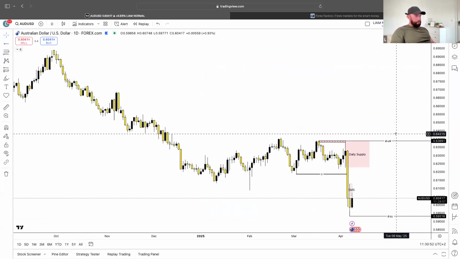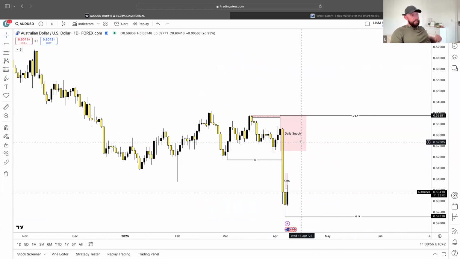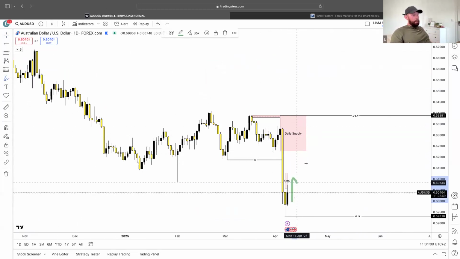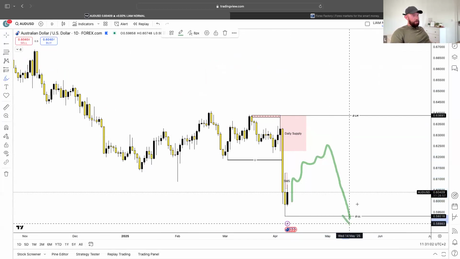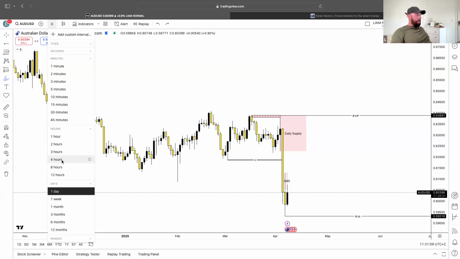If we look at the daily, you can see that, of course, we have got a daily supply and imbalance above. And the market's not really retraced up into here as of right now to carry this trend on downwards. So, of course, on the daily, we want to see that happen. But let's just focus on what's happening on the 4 hour.